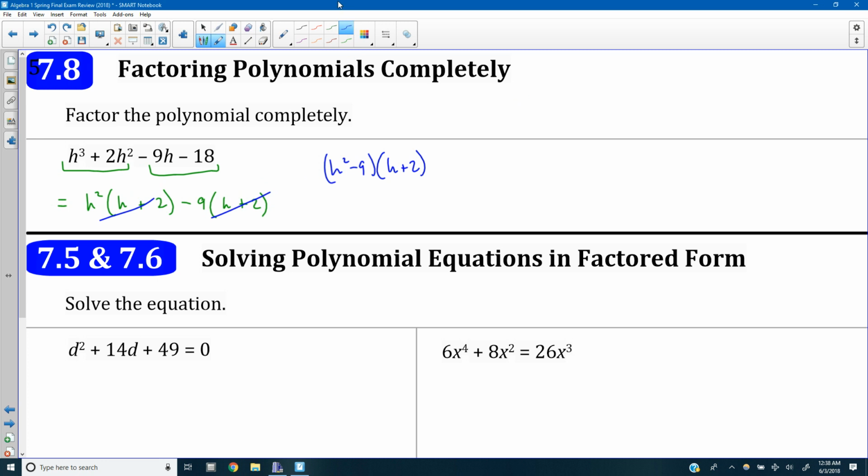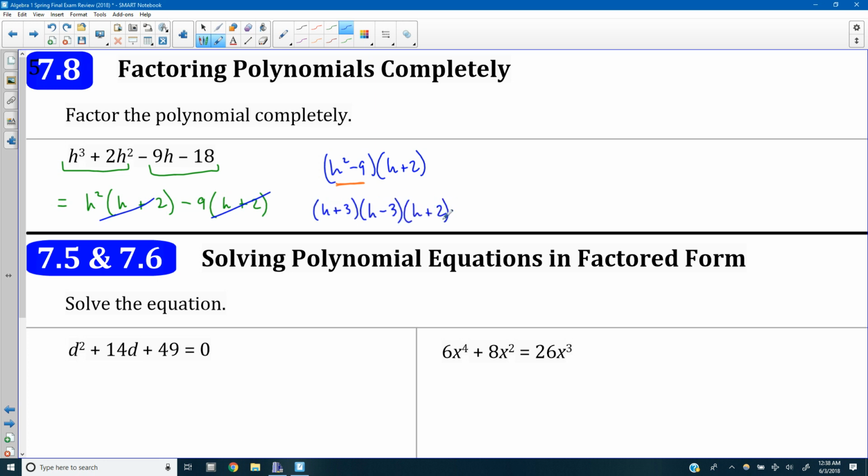Now I want to emphasize the word start there because this is still a factorable quadratic. I'm going to tell you, this is a difference of two squares. This is h plus 3 times h minus 3. Maybe, I will show you a little bit more on that later.